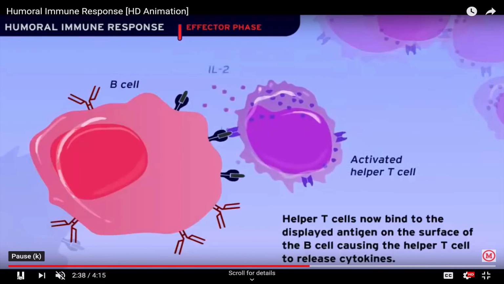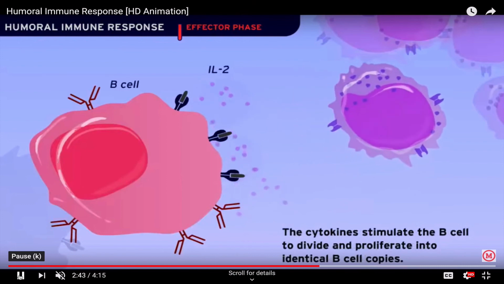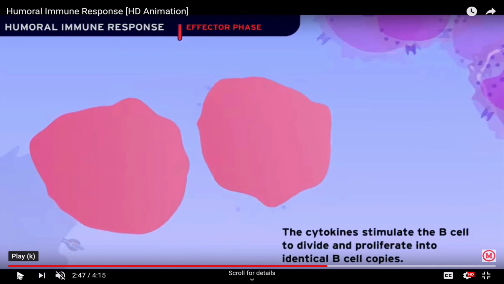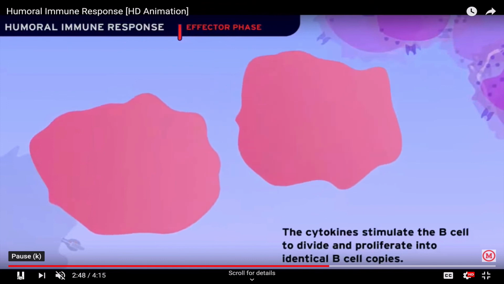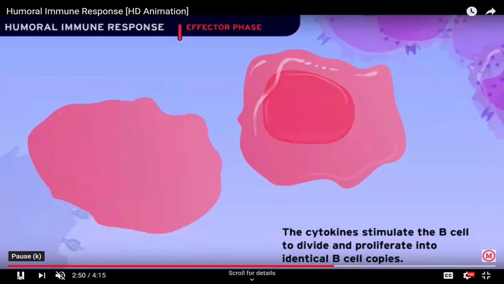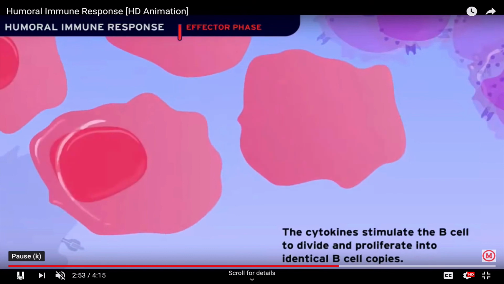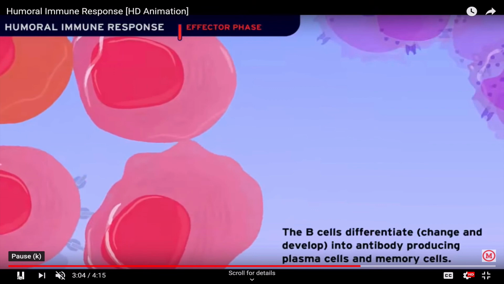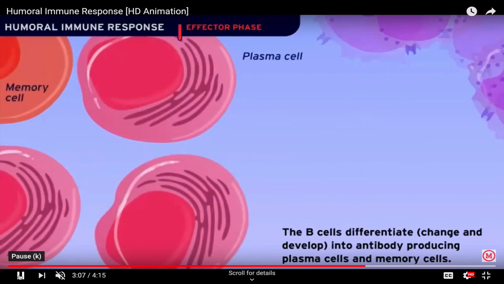So the activated T helper cell then is going to attach, and once it does, it is going to release cytokines to activate the B cell. The B cell then is going to differentiate and divide in mass amounts, lots of mitosis happening here, to produce these cells called plasma cells, as well as memory B cells. These are now going to be differentiated so that they can produce loads of antibodies that are specific to that one antigen.